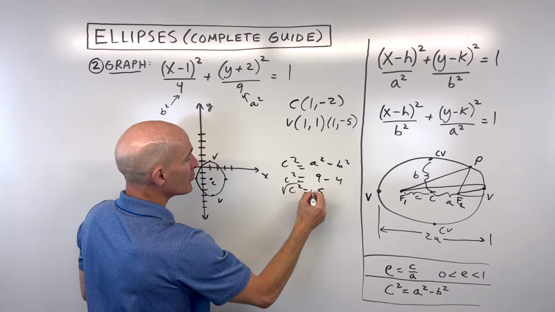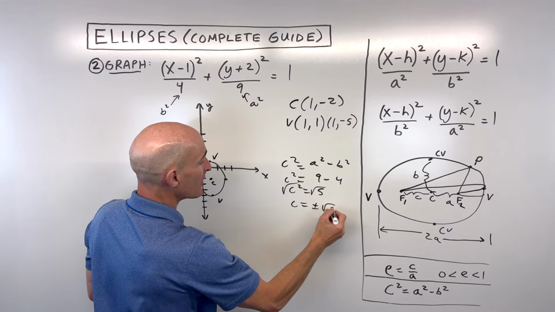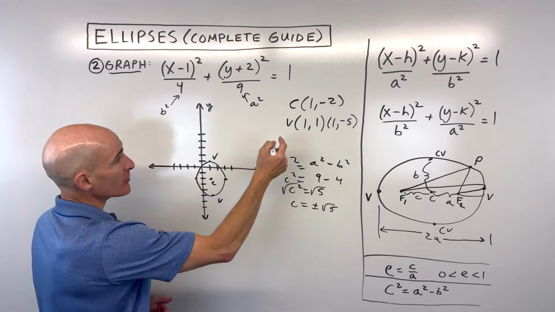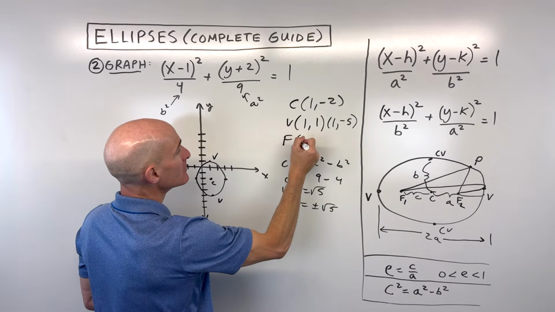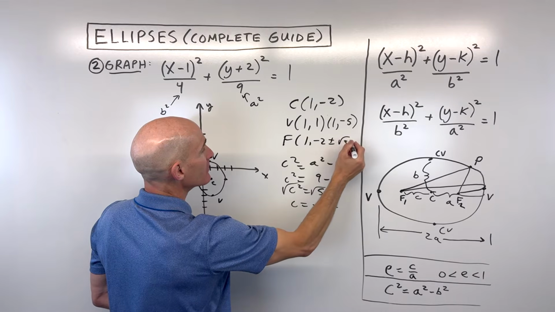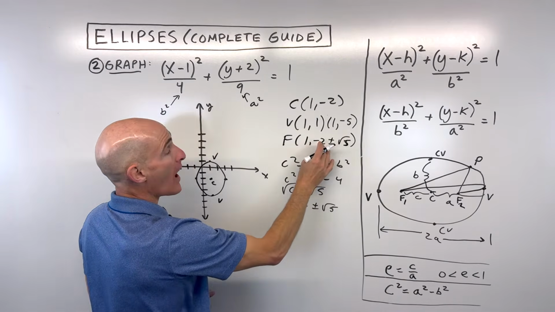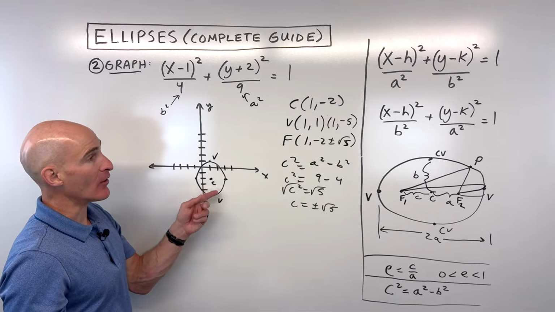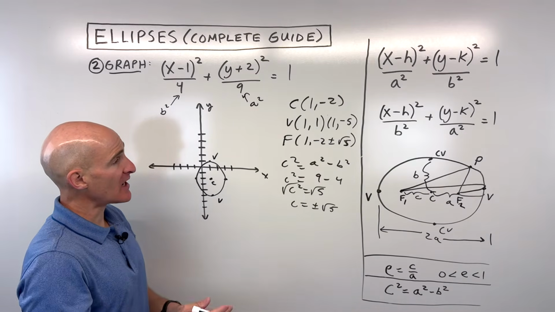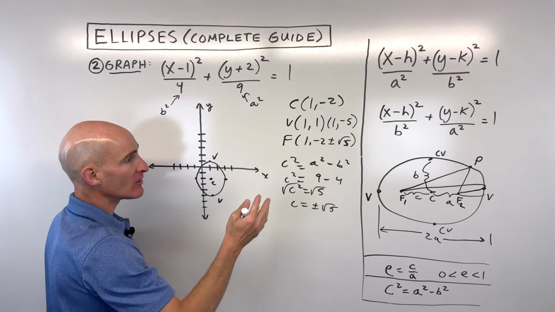If we take the square root of both sides, we get c equals plus or minus the square root of 5. So from the center, which is 1, negative 2, I'm going to add and subtract the square root of 5 from the y coordinate because we're going up and down. And this will give us an exact location of our foci. Now, if you just want to get a rough sketch on your graph, square root of 5 is about 2.2.